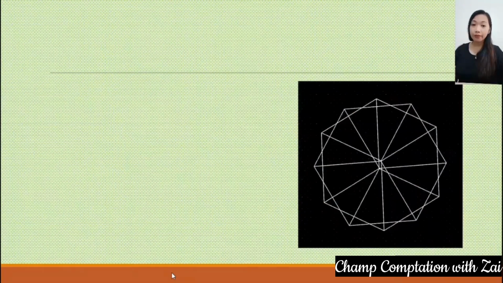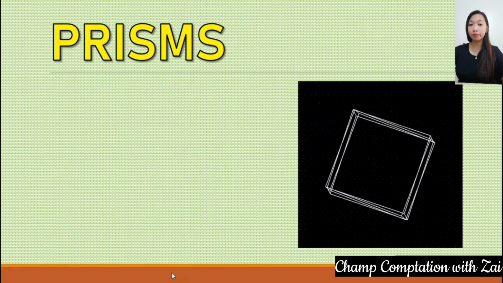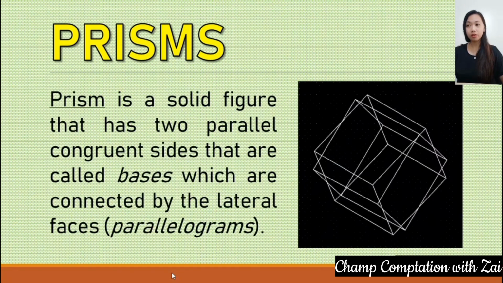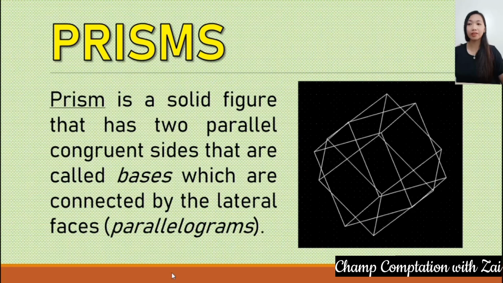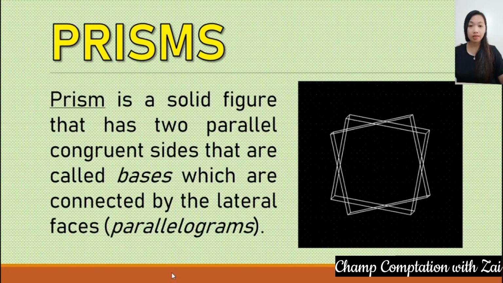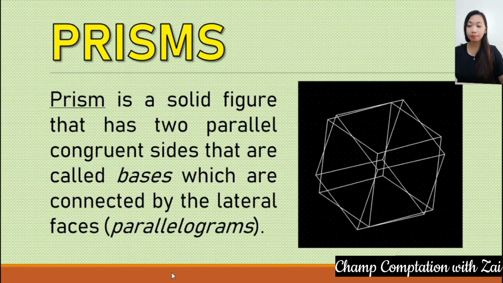So our first topic for today is about the prisms. So what are the prisms? A prism is a solid figure that has two parallel congruent sides that are called bases, which are connected by the lateral faces or the parallelograms.